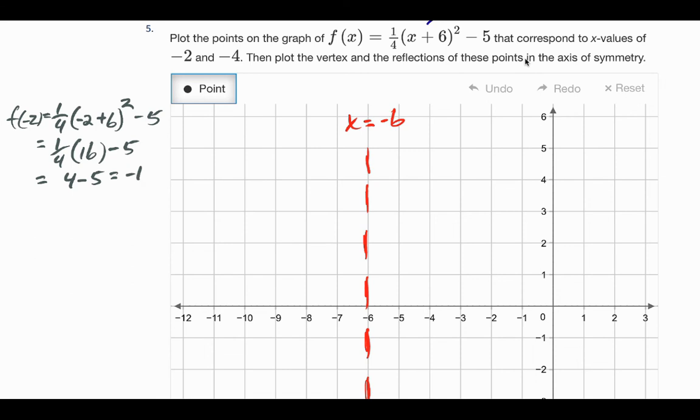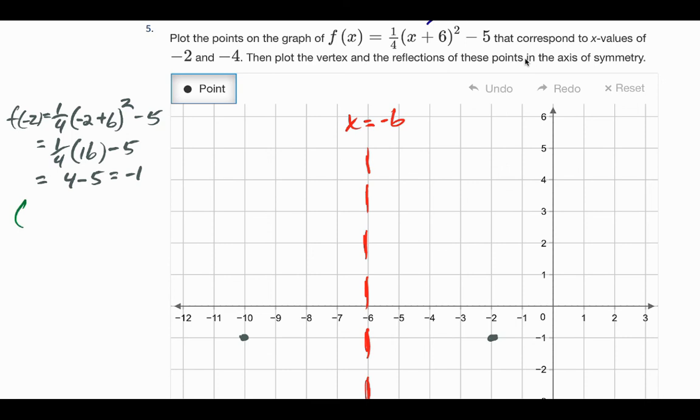So when x is equal to negative 2, we would go down negative 1 and make our point there. So our point is at negative 2 and negative 1. And then again, as I told you today during class, look at symmetry. It takes us 1, 2, 3, 4 to get to the axis of symmetry, so we're going to go 4 on the other side, 1, 2, 3, 4, and make our point right there at negative 10 and 1.